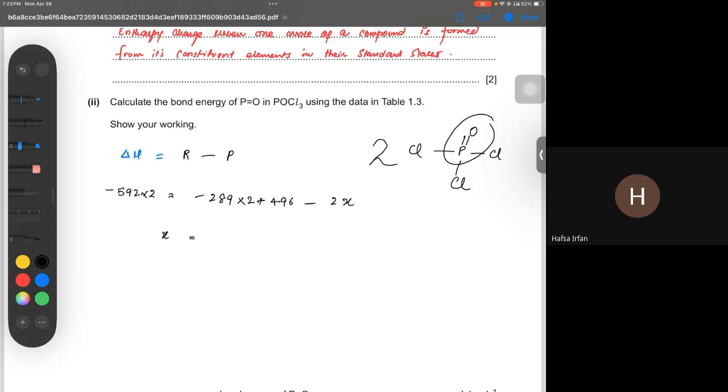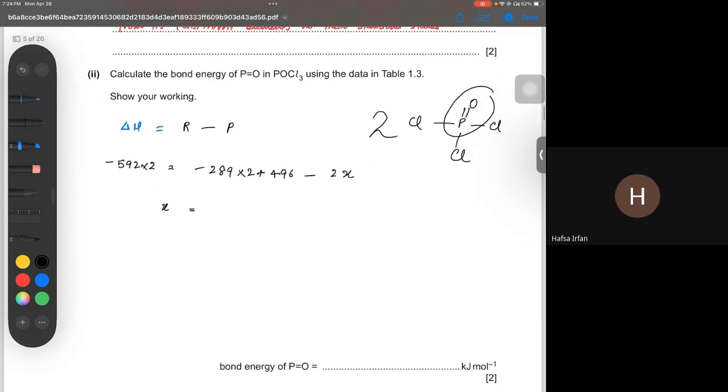Yeah, what's the answer? Yeah. The answer should be positive 551. Are you getting this answer? Yes or no? Yeah. Okay.